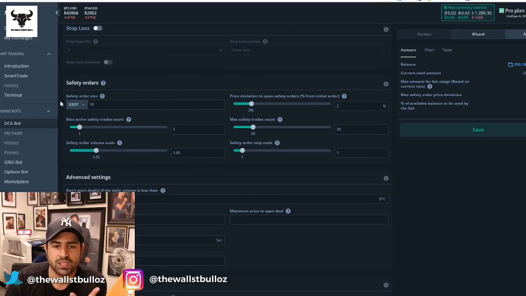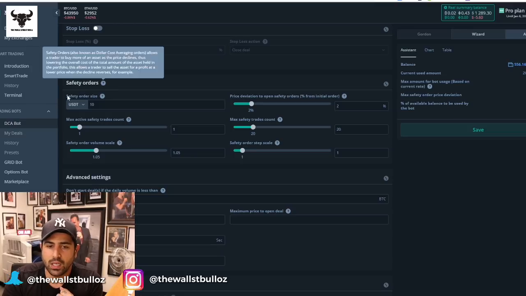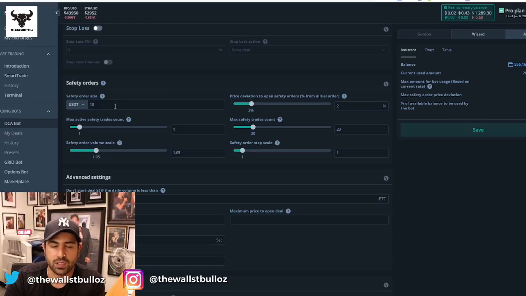Now my safety orders, this is where it's pretty critical. I've got a $10 safety order. Just bear in mind that on the right hand side here, you can see how much it's actually going to cost. If you increase your safety orders to $20, it's going to require a significantly larger amount of money. At the moment it's using about 60% of my bot's available funds, which is on Binance there. So you can see the 556.